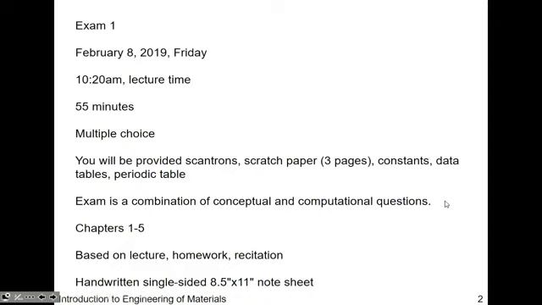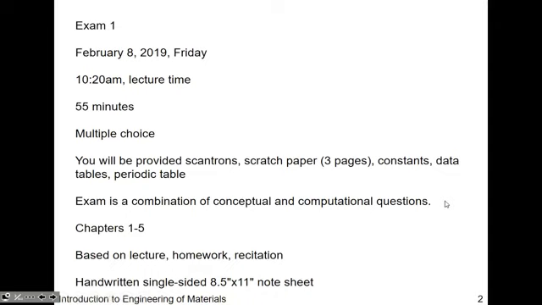It's designed for you to be able to take the exam in 55 minutes. In reality, I've designed the exam so that you could really finish it in about 45. And that's to take into account getting in, settling into your seat, things like that during the transition time as well. So it's really designed so that it should take you about 45 minutes.